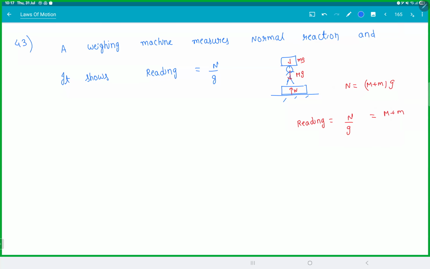So now we have a weighing machine like that in a lift. So you kept a weighing machine and you're standing inside.